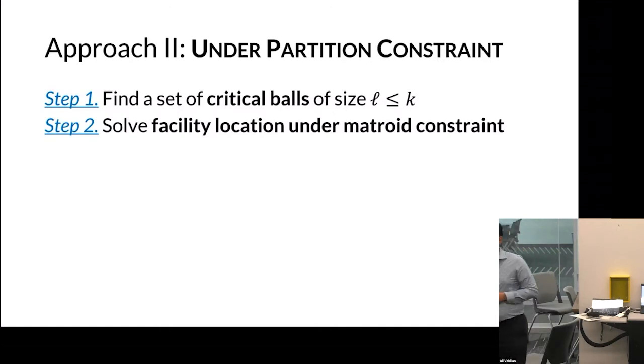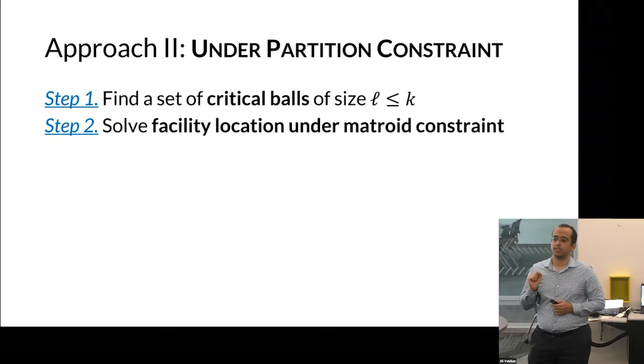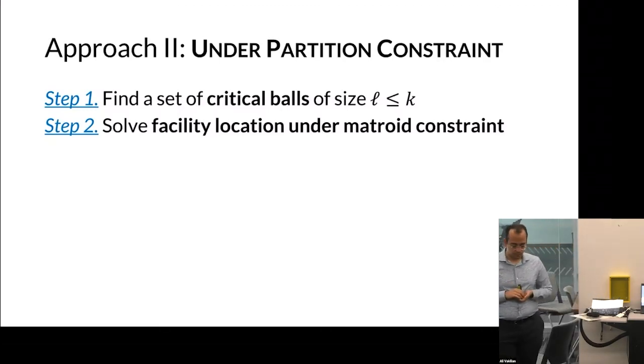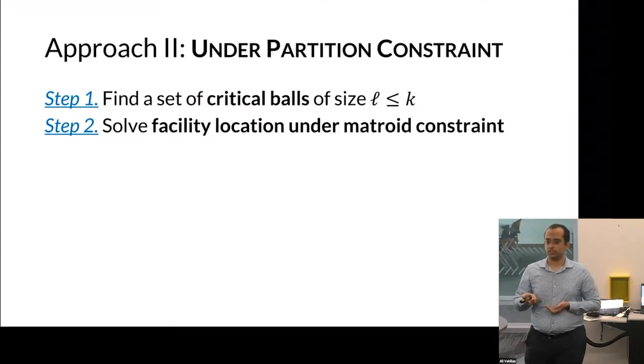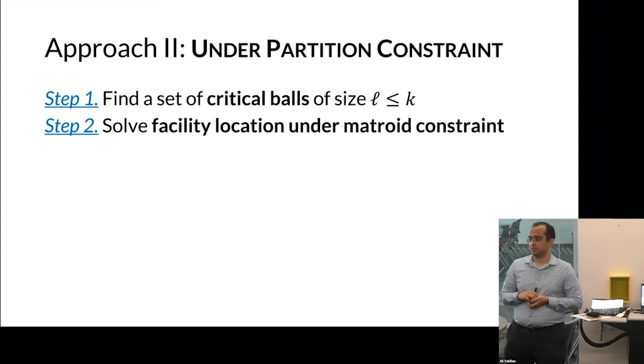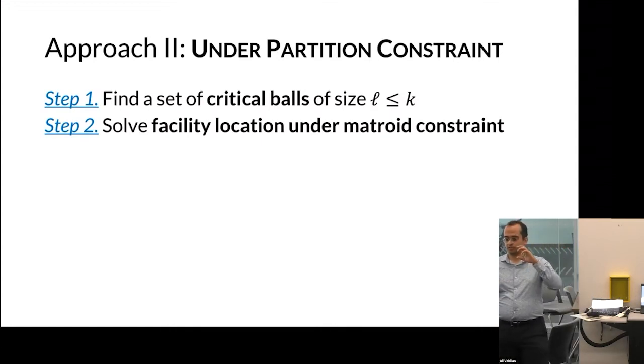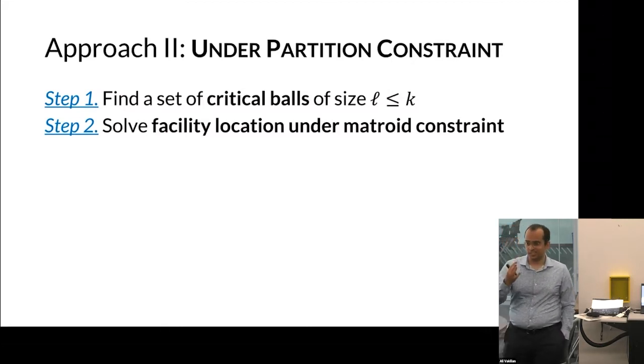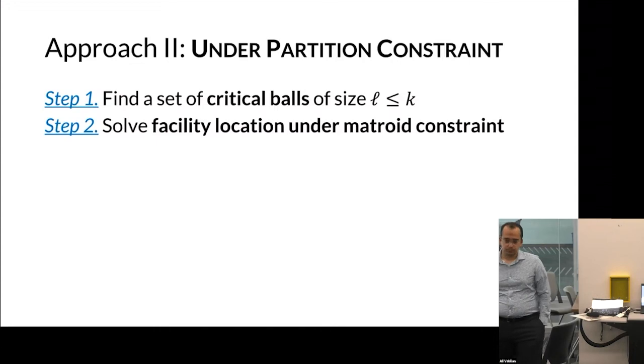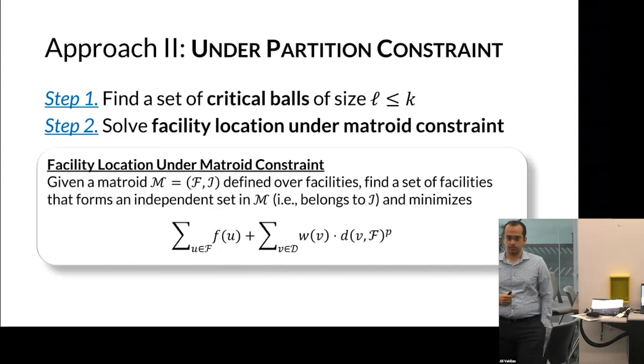What we wanted was to pick k centers such that from each ball we are picking at least 1 center, and we want to get a minimum cost, right? So if you think about it, this problem is basically facility location under a matroid constraint. Or it's very similar, it's not exactly, but you can convert it. So basically you want to make sure that you are picking 1 point from each critical ball. Just before that, let's see what facility location under a matroid constraint is.